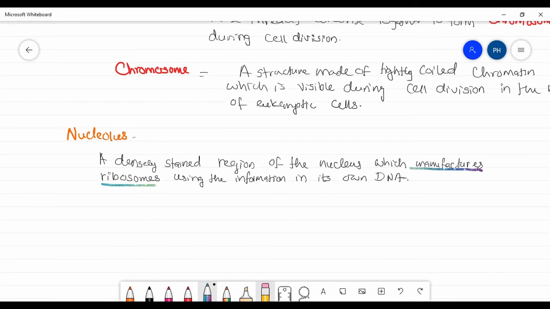The densely stained region of the nucleus, which manufactures ribosomes using the information in its own DNA.